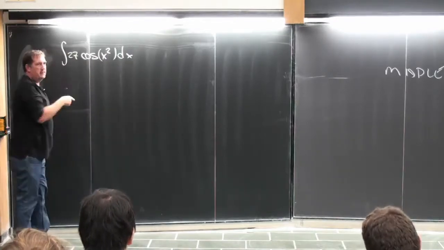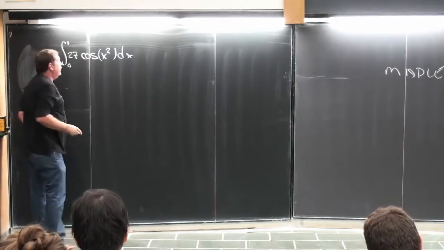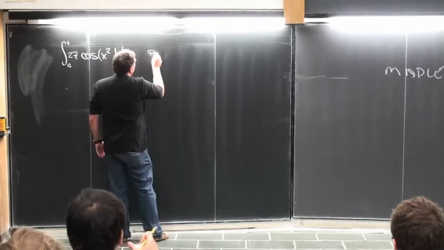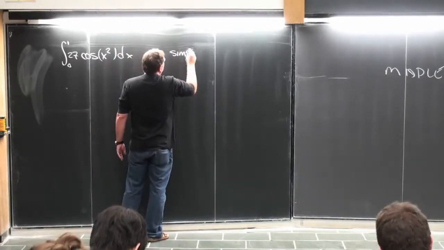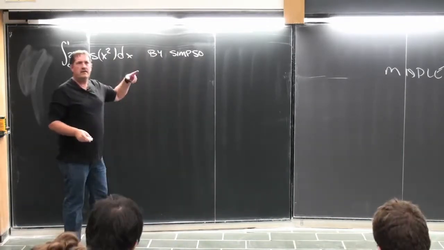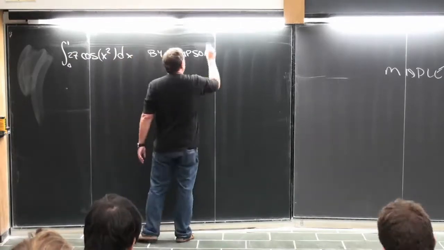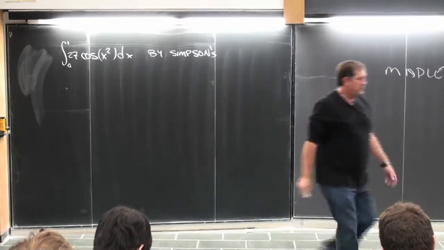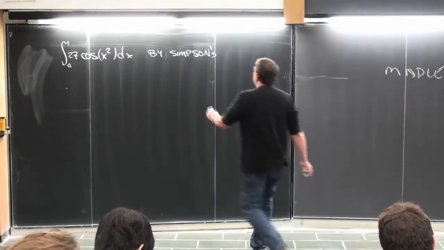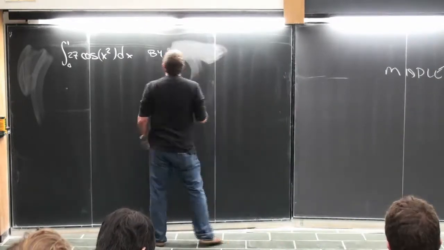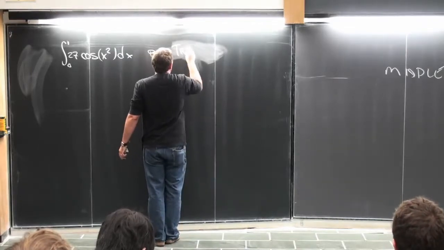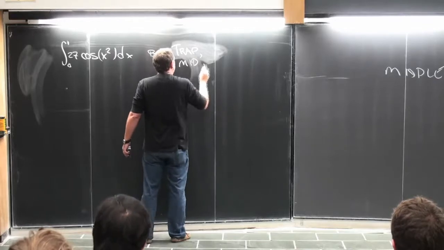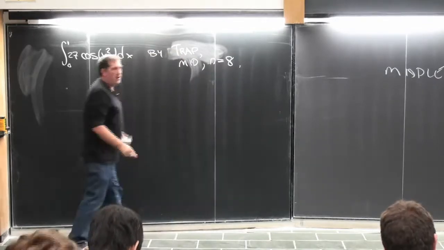From what to what? 0 to 1. Okay. So this is really by Simpson's. Am I writing big enough in the back? Okay. Simpson, right? Oh no, Trapezoid. And 8 and 8. Okay, so that's the problem.